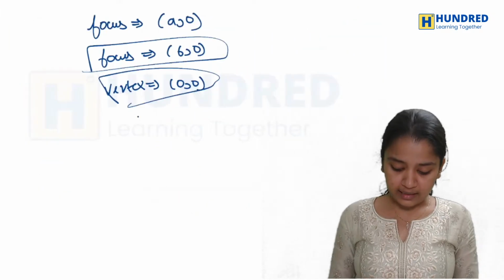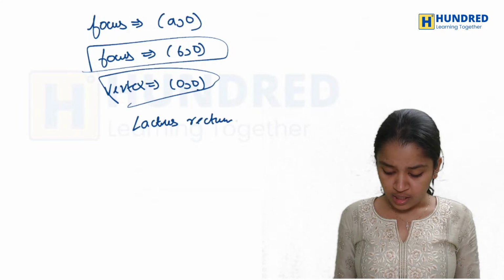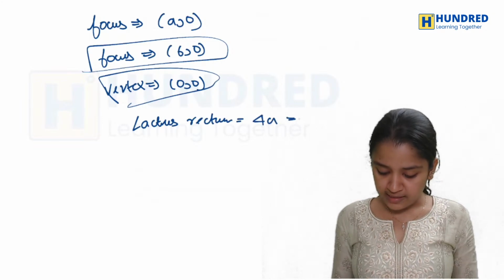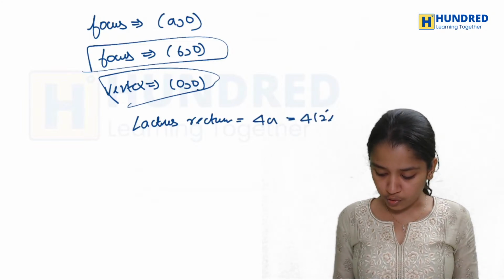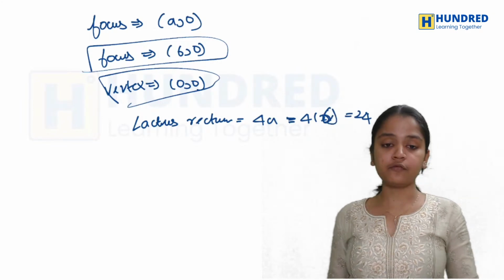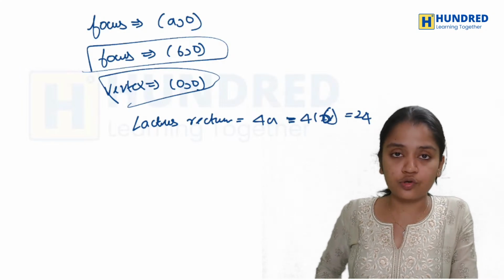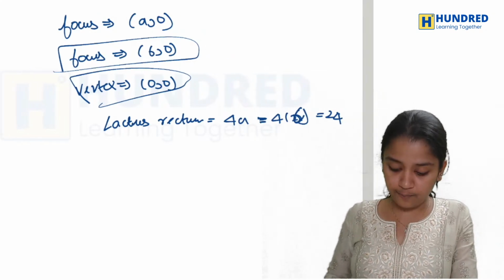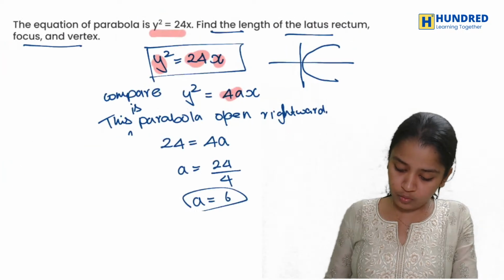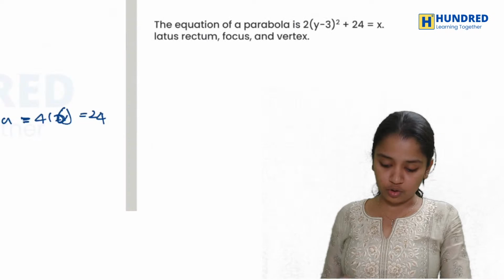What about my latus rectum? Just now I told latus rectum for everything is 4a. So basically it is 4 into 6, which is 24. So 24 is my answer. Are you clear? Now I have found the latus rectum, focus and vertex. Now let's go to the next one.